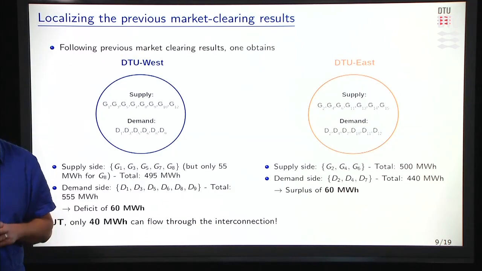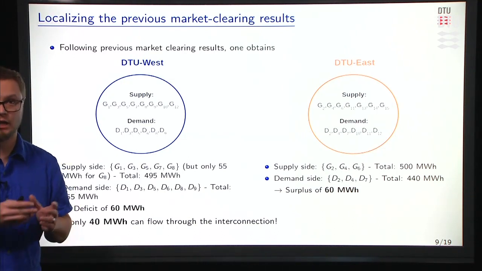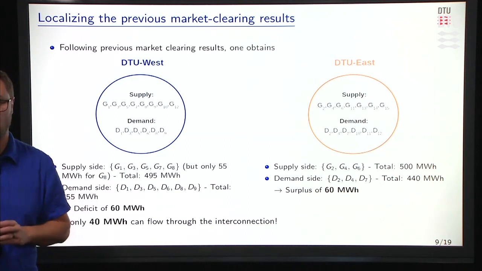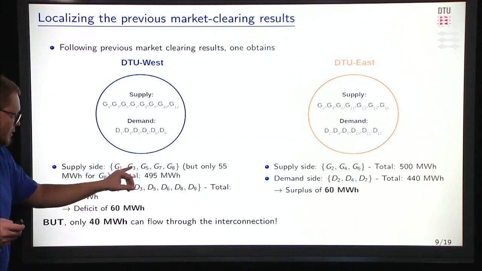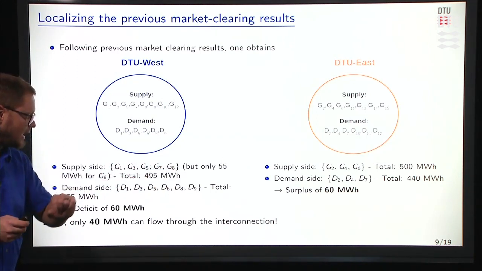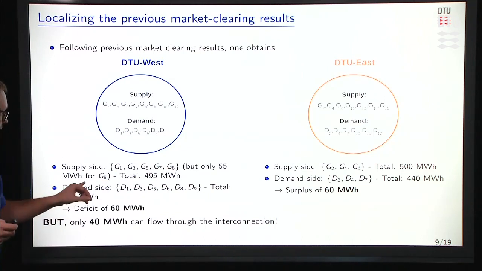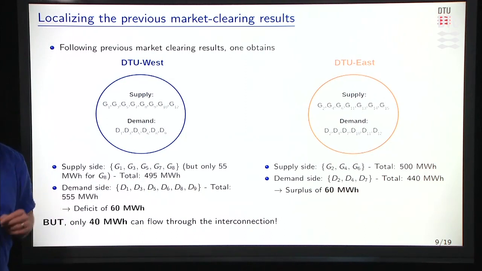Now let's localize the previous market clearing results. We got our market clearing, we got a schedule for each and every supplier and consumer in the market. Let's see if they are on the west side or on the east side. On the supply side, G1, G3, G5, G7 and G8 are on DTU West, and they represent a total of 495 megawatt hours that's going to be supplied through the market.